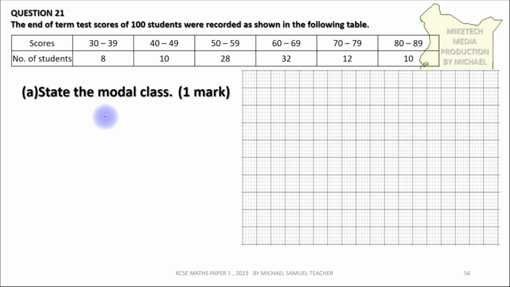So we state the modal class. The modal class is the most repeated class, that means the class with the highest frequency. In our case, if you look, the one with the most number of students is 32, and the class is 60 to 69. So that is the modal class. Most of the students were able to score between 60 and 69, the modal class.